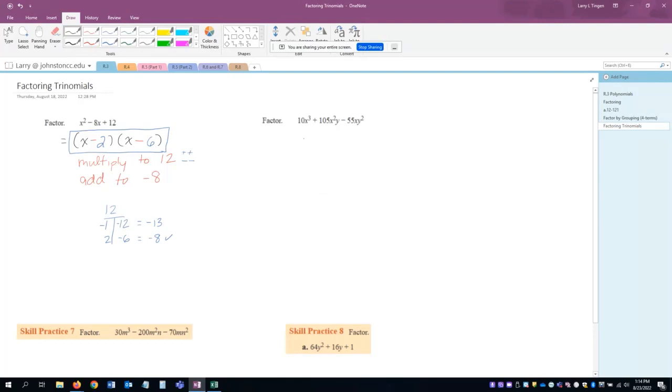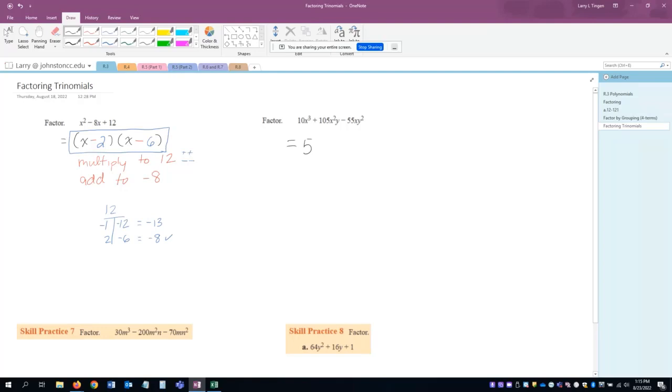I got 10x cubed plus 105x squared y minus 55xy squared. All right, so first step, are there any common factors? Yes, there are. 10, 105, and 55 are all numbers, obviously. All three of them end in 0 or 5, so there's a 5 in there. That means I can factor out a 5.